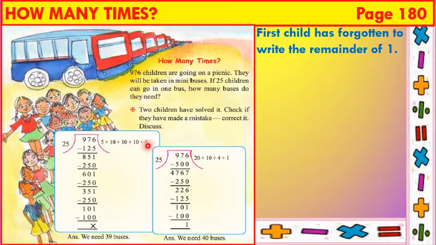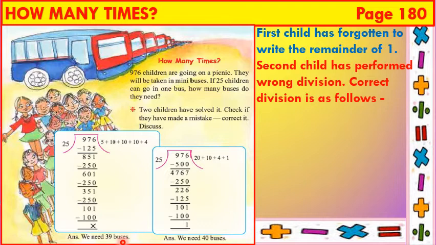Now 25 4s gives 100. Find the difference. 1 minus 0 is 1. But here a cross is put, meaning the remainder is 0. But it is wrong. The remainder comes as 1. So the first child has forgotten to write the remainder of 1. But the quotient, that is the answer, is right. That is 5 plus 10 plus 10 plus 10 plus 4 gives 39. So according to the first child, 39 buses are needed.